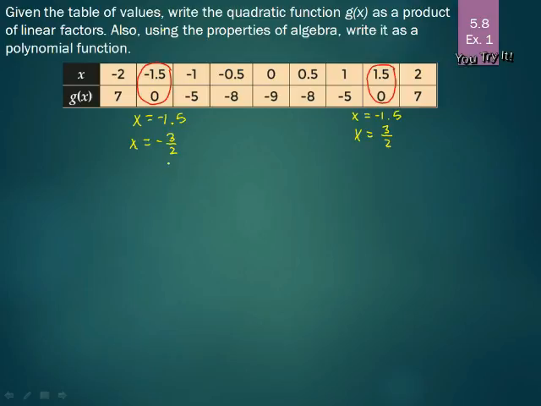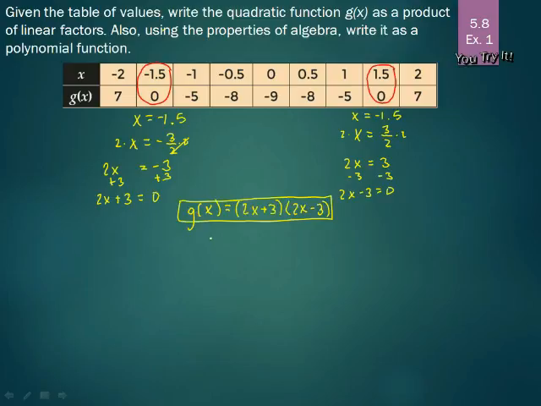And similarly, this one would be positive 3 halves. And then to make those each equal to 0, we could first multiply by 2 on each side. And so then that would give us 2x equals negative 3. And then again, to move the negative 3 over, we would just add 3 on each side. And so we'd get 2x plus 3 equals 0. And similarly, on the other side, multiplying over the 2, we'd get 2x equals 3. And then subtracting the 3, we'd get 2x minus 3 equals 0. And so same thing, but with a sign change. And so then we could rewrite our equation as g of x equals 2x plus 3 times 2x minus 3.